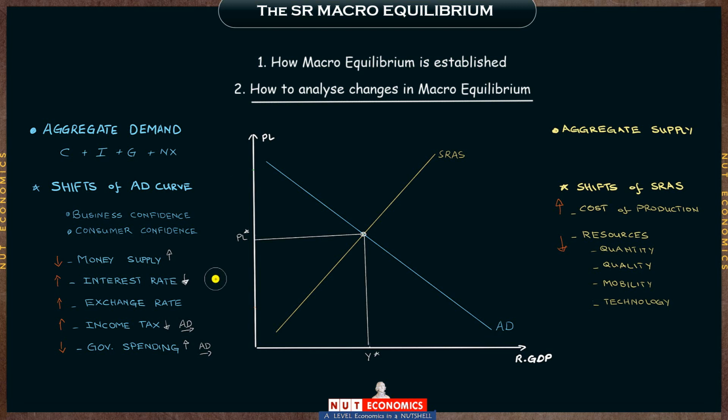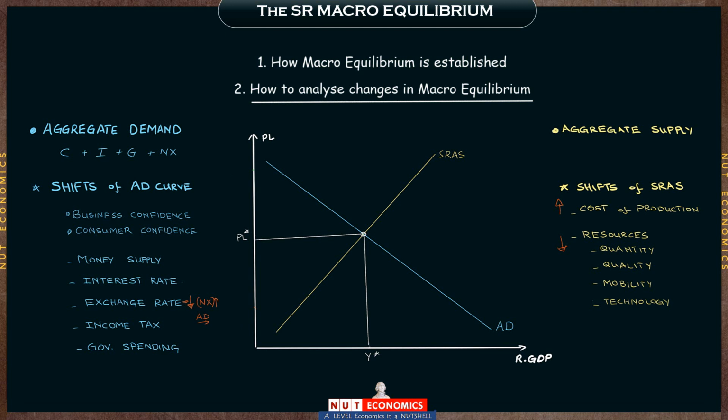Now, one such example is exchange rate. So let me just get rid of all of these things and give you an example of a macroeconomic change which will impact both the aggregate demand and the aggregate supply at the same time. Let's assume that your country's exchange rate depreciates. We have already learned that if your country's exchange rate depreciates, your exports will be cheaper, imports will be expensive, and therefore the net export component of your aggregate demand will increase and your entire aggregate demand will shift to the right.